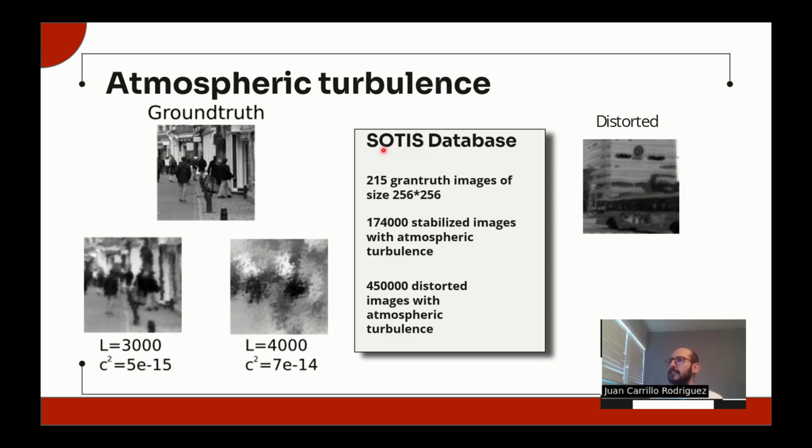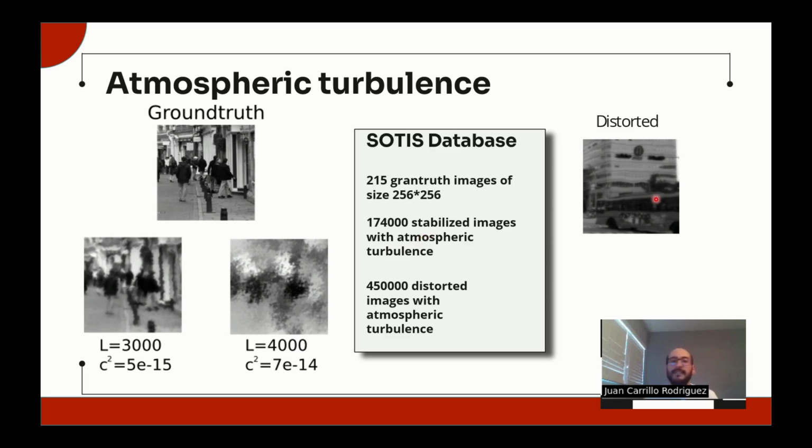In this case, we are using SOTI's database that was created by Professor Jerome Gilles at San Diego State University. It consists of 215 images of Eurasian cities, and when they apply the different algorithms to simulate the turbulence, they get more than 500,000 images with atmospheric turbulence, and we have the original image to be able to compare.